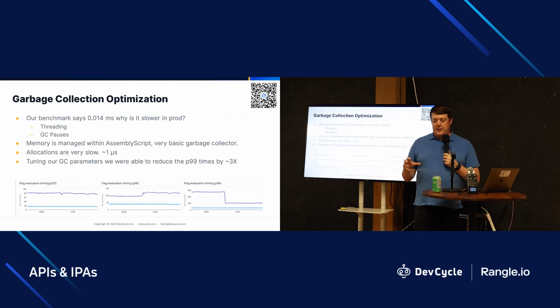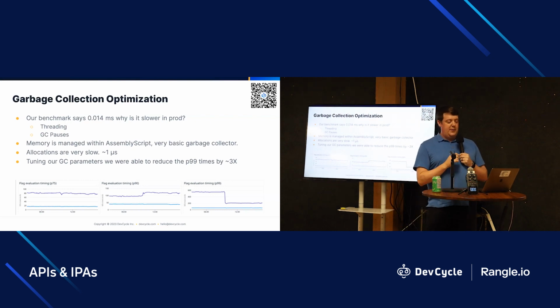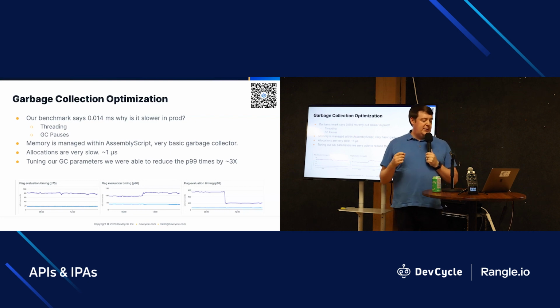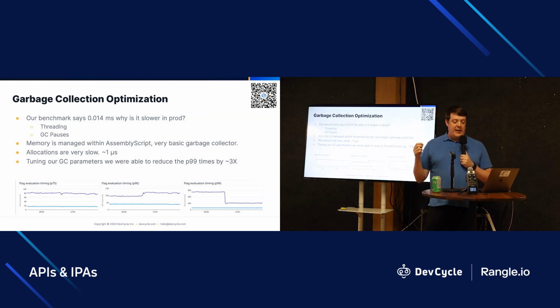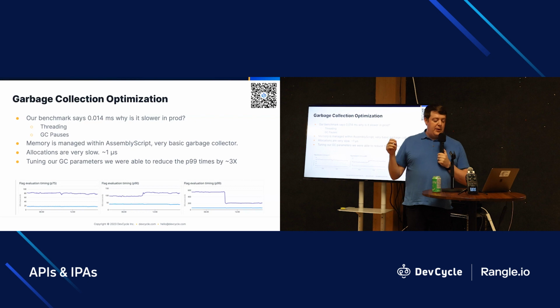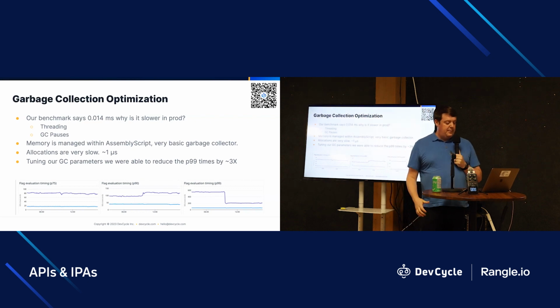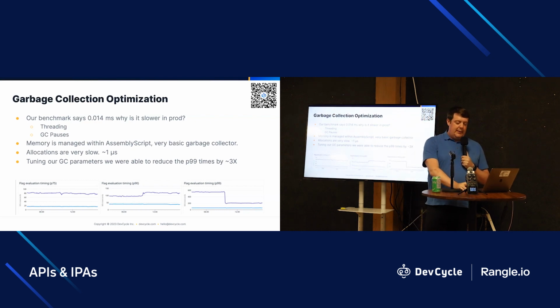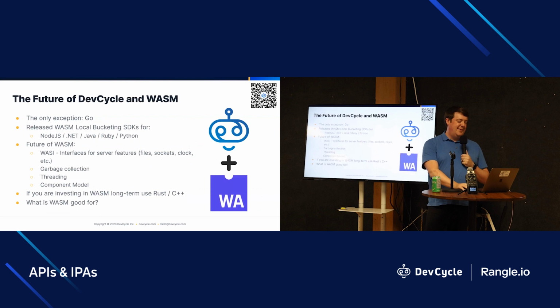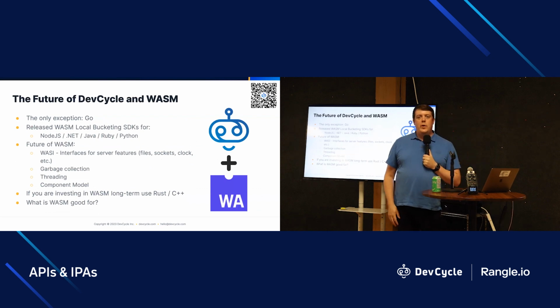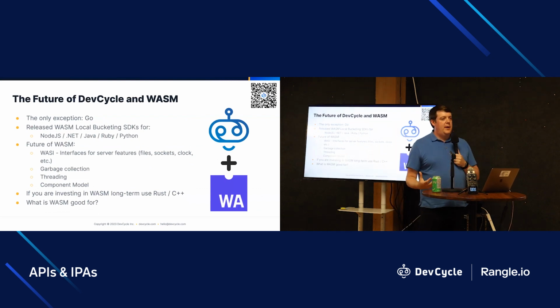So we spent a lot of time removing allocations, and we spent a lot of time tuning our garbage collection parameters to get our P99 times down by about 3x. We got them down to about 200 microseconds eventually just by tuning garbage collection parameters. So yeah, garbage collection makes things slow. We're very proud of where we got to with this code base.